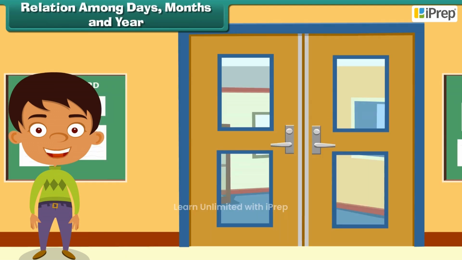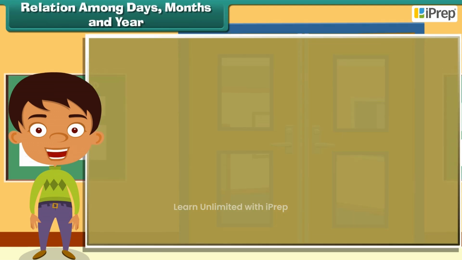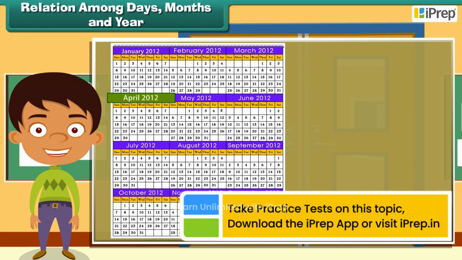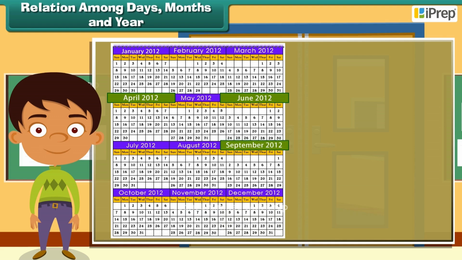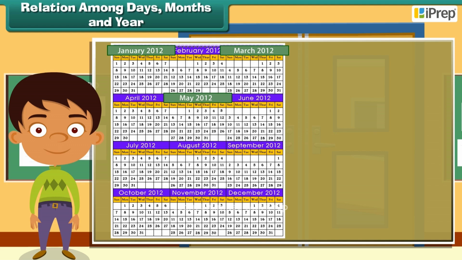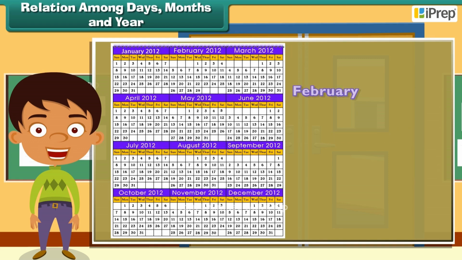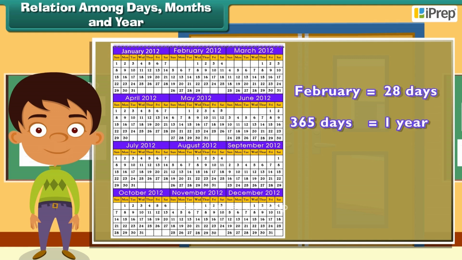Relation among days, months, and year. Let us understand the relation that exists between days and months. The months April, June, September, and November have 30 days each. 1 month is equal to 30 days. The months January, March, May, July, August, October, and December have 31 days each. 1 month is equal to 31 days. February has 28 days. There are 365 days in a year.